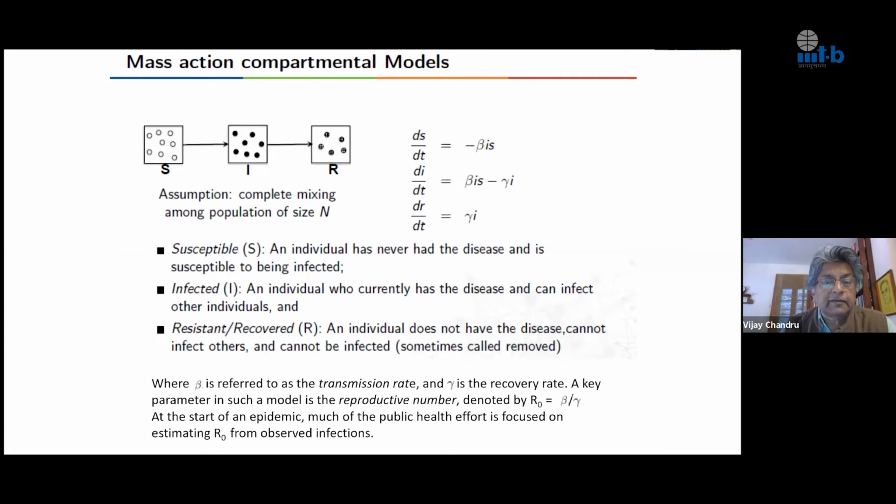And these transmission rates, the infection rates I mean, and the recovery rates are modeled by these beta and gamma. And then there is a number that is called the reproductive number, the R0. And it is the R0 which sort of determines whether the epidemic grows or it dies out, right? And so the big focus is always on that number.